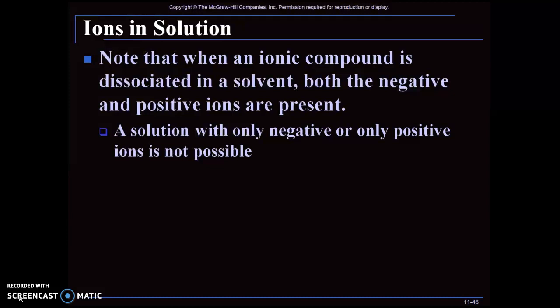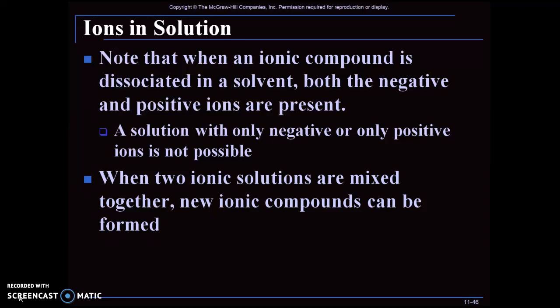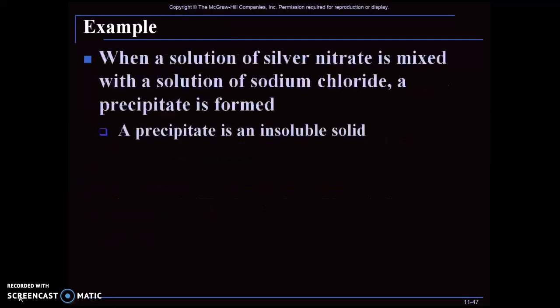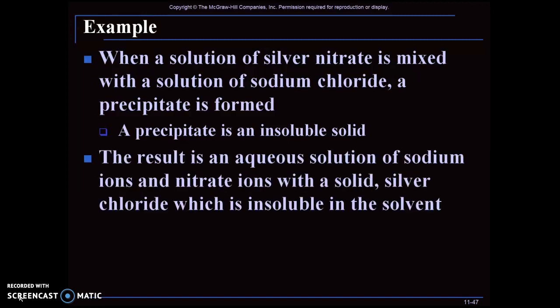When an ionic compound is dissociated in a solvent, both negative and positive ions are present. A solution with only negative or positive ions is not possible. When two ionic solutions are mixed together, a new ionic compound can be formed. For example, when a solution of silver nitrate is mixed with a solution of sodium chloride, a precipitate forms. The precipitate is an insoluble solid, and the result is an aqueous solution of sodium ions and nitrate ions with solid silver chloride, which is insoluble in the solvent.